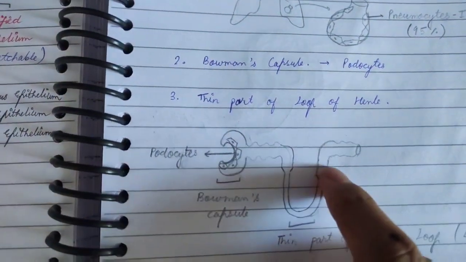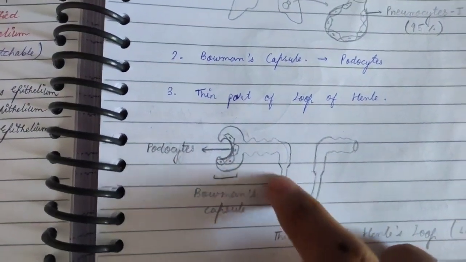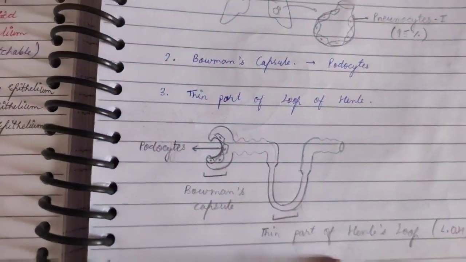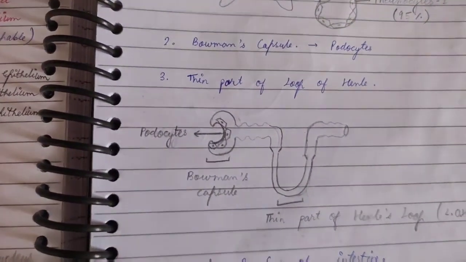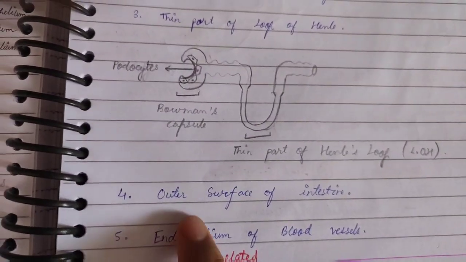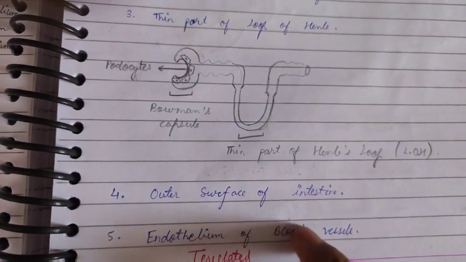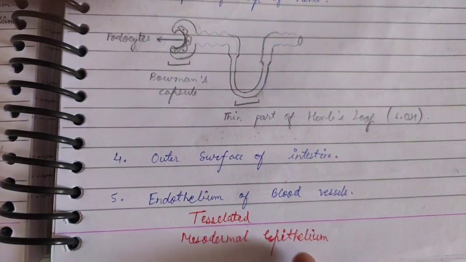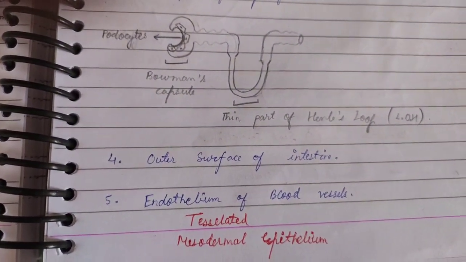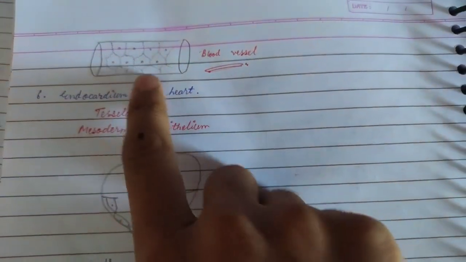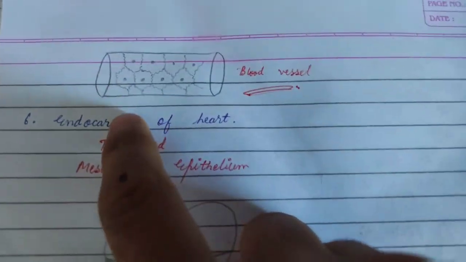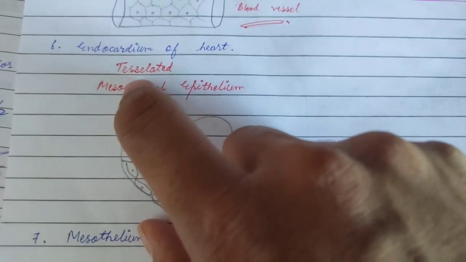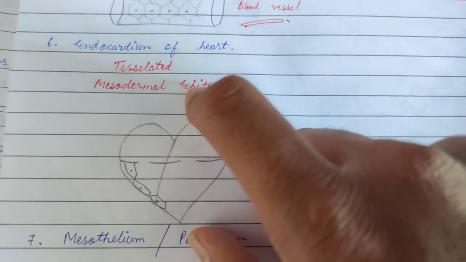Now the thin part of loop of Henle. This is the thick part of loop of Henle and this is the thin part. Simple squamous epithelium is present in the thin part of loop of Henle. Now, as we discussed, the outer surface of intestine and endothelium of blood vessels: in endothelium of blood vessels, tessellated mesodermal epithelium is present. Next is endocardium of heart. Here also tessellated mesodermal epithelium is present.